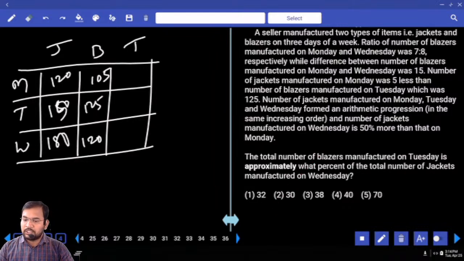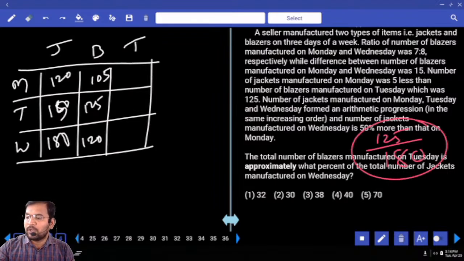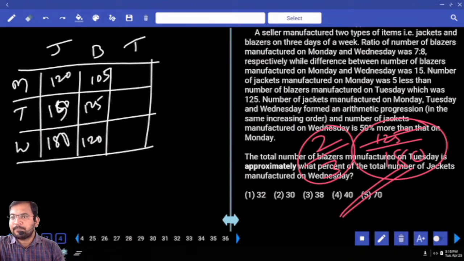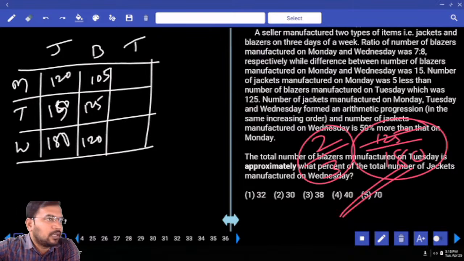Next, the total number of blazers manufactured on Tuesday. Tuesday blazers is 125. 125 is what percentage of the total number of jackets manufactured on Wednesday? Jackets on Wednesday is 180. Don't go for multiplying by 100. Approximately, this is 62, this is 63. 2/3 is nothing but 66 2/3. But our answer should be more than 66 2/3 because 125 is more than 120. So your answer is 70. Are you clear?